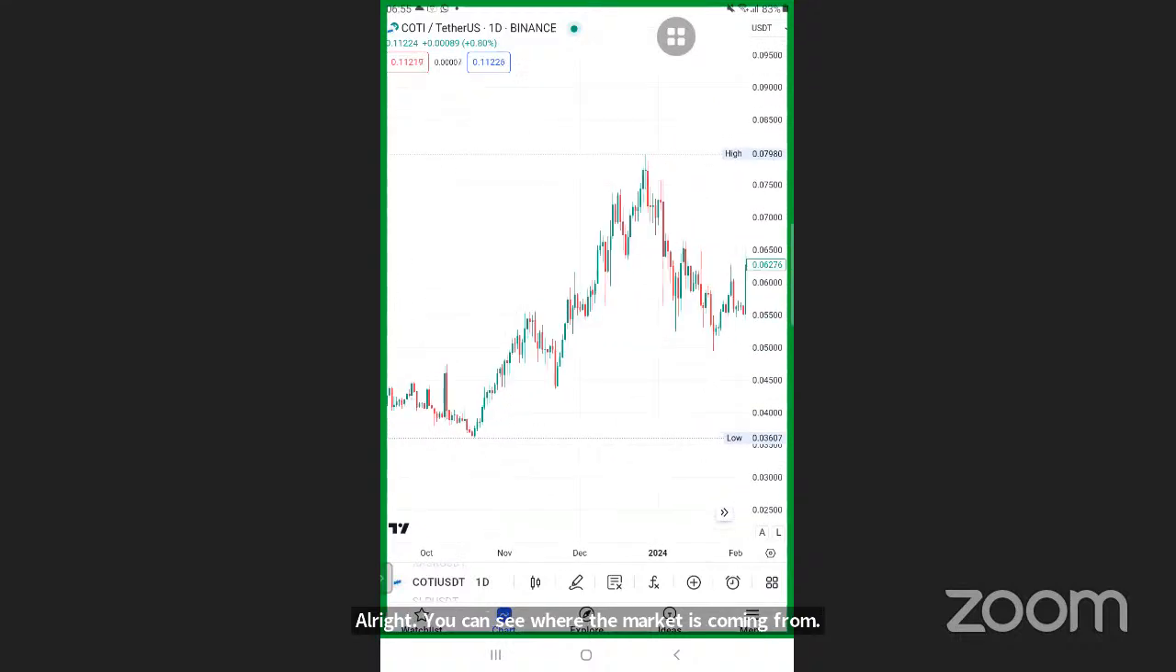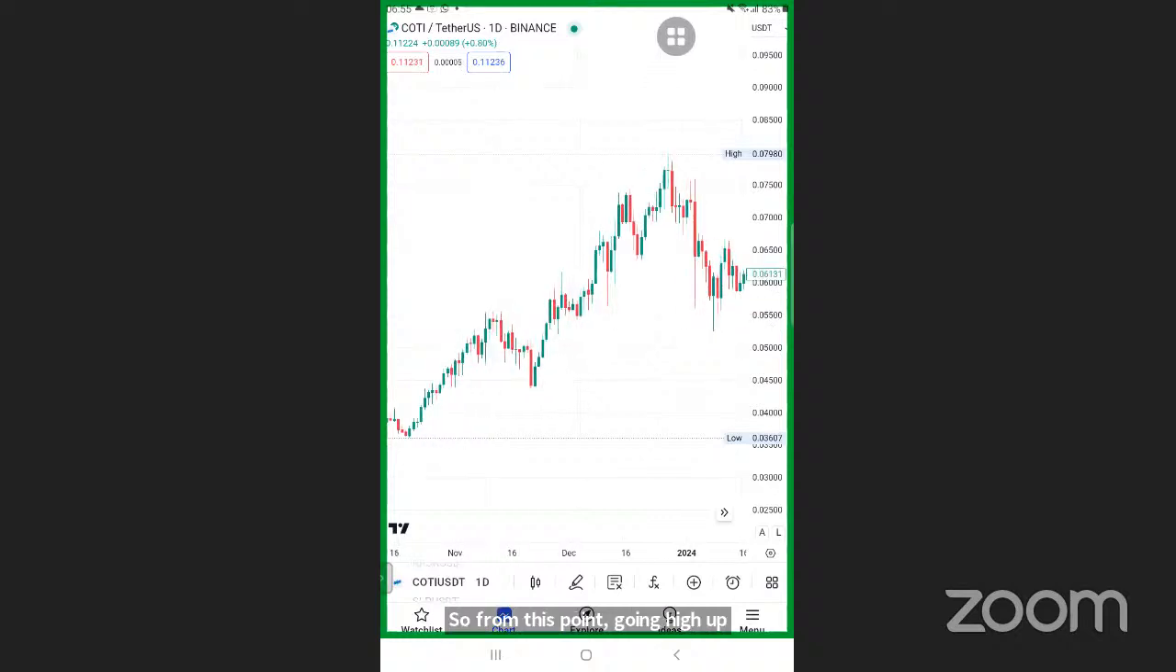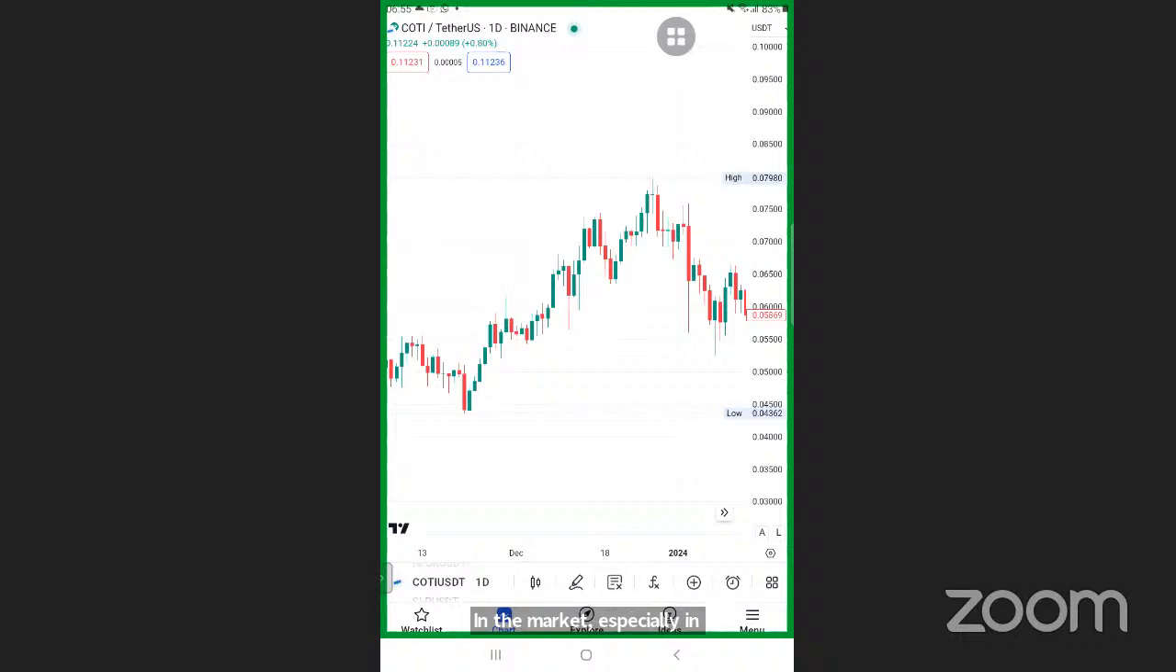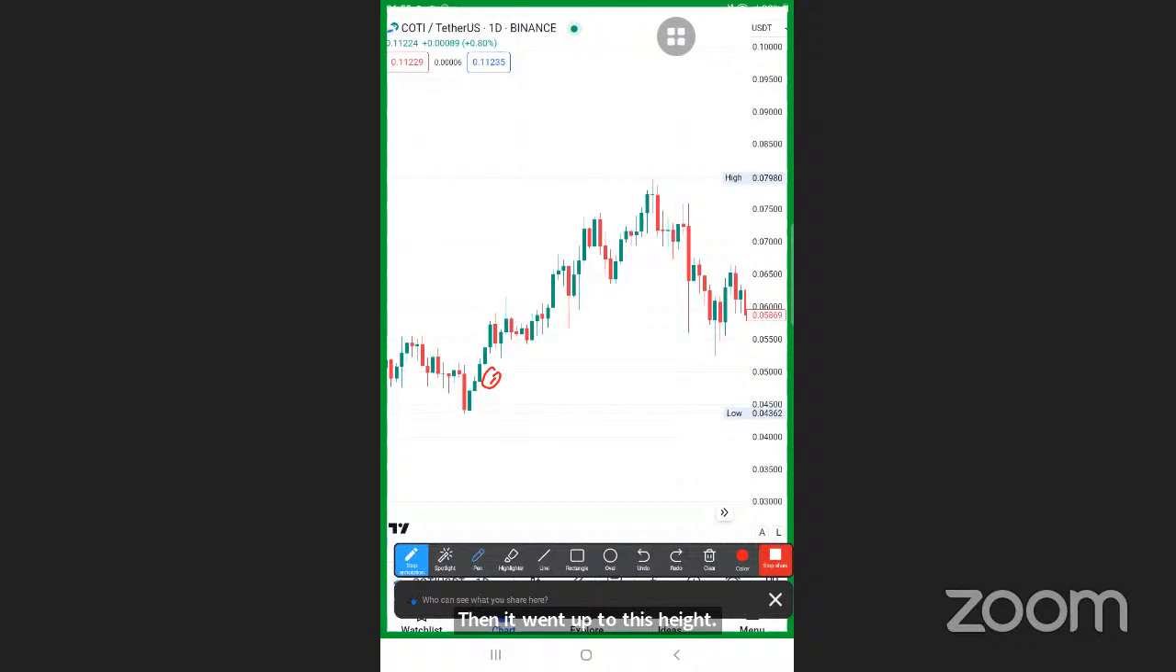So from this point going high up there, you can see what is happening in the market, especially in this time frame. So the market went up to this height. Can you see the high of our market? It is somewhere here. That's the high. When the market moved from here, it went high up to that level. Now, when it went to this Kilimanjaro here, when it touched our ceiling, which is our resistance line, if we draw a line there, it is going to become our resistance line.